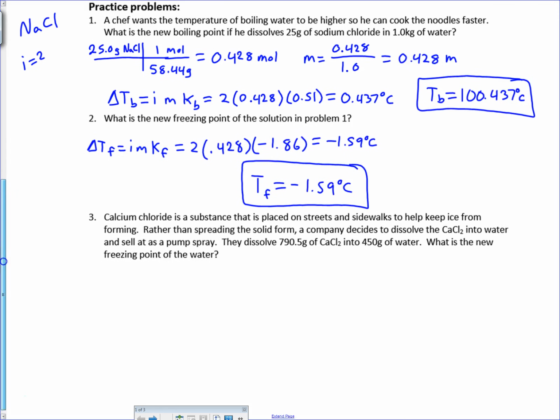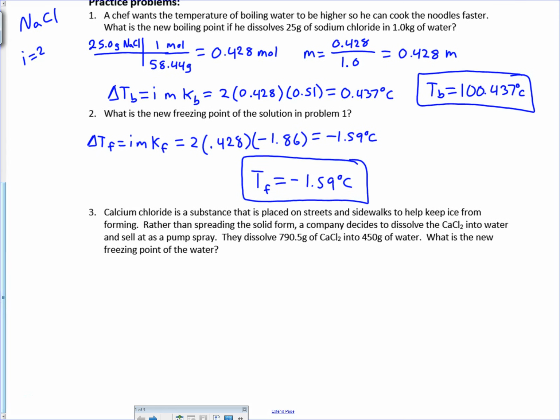Problem number 3 here, calcium chloride, substance placed in the streets. So this is what you're using to melt normal ice on the sidewalk. It's what you go and buy at the store to melt ice. It says that they're going to put it in a spray pump here, and it's asking how much it changes the freezing point of water, actually rather what the new freezing point would be.